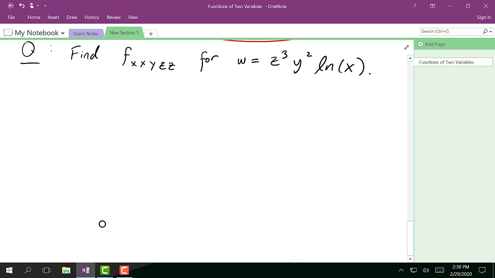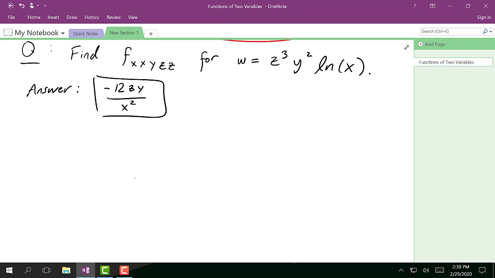Okay, now assuming you're back, the answer to this question is negative 12zy over x squared. So hopefully that went well for you, and I hope the answer I just gave was not wrong. But this is what we're going to have for this question.